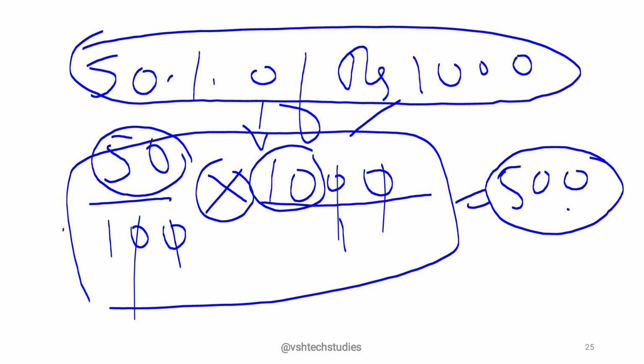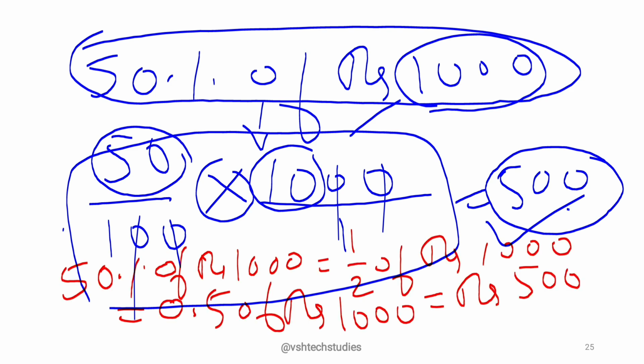So 50% is half of 1000 rupees. 0.5 of 1000 rupees, that is 500 rupees. Okay. So 50% of 1000 rupees: 50% is equal to half, so half of 1000 rupees. 50% is also equal to 0.5, so 0.5 of 1000 rupees. All are one and the same, which will give rupees 500.